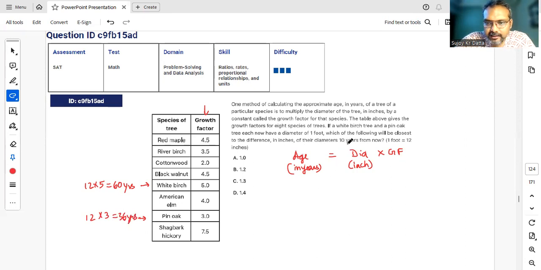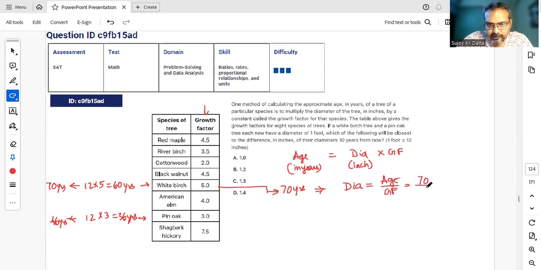Now they are saying 10 years later, what will happen? So 10 years later means when it is 70 years, and this one would be 46 years. So when it is 70 years for this one, the diameter would be the age divided by the growth factor. So that is 70 divided by the growth factor, which is 5. So that's 14 inches.